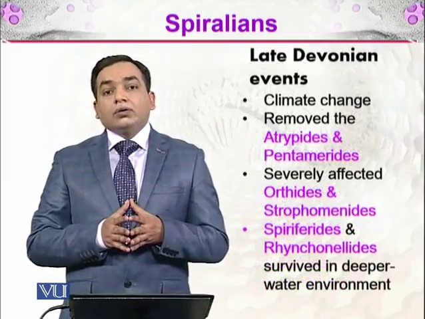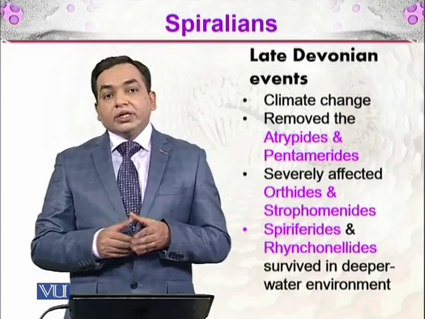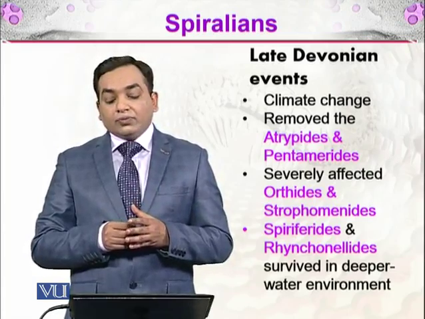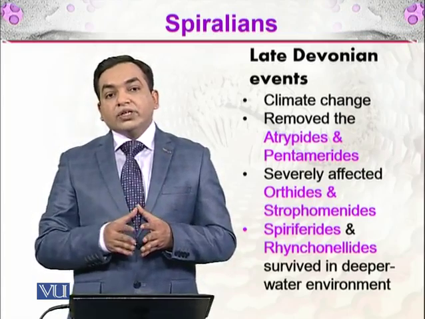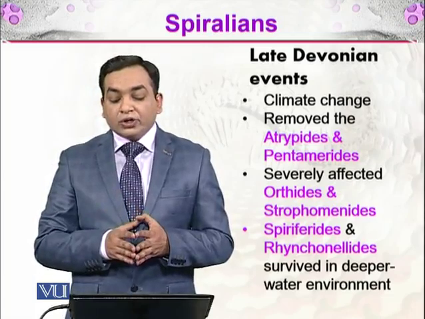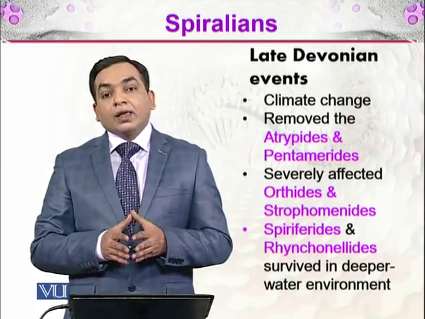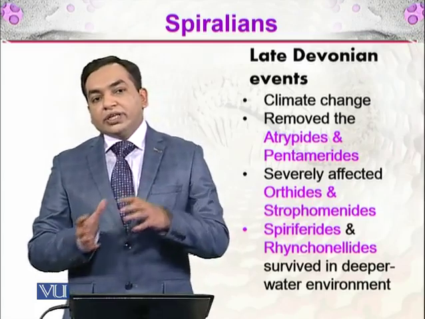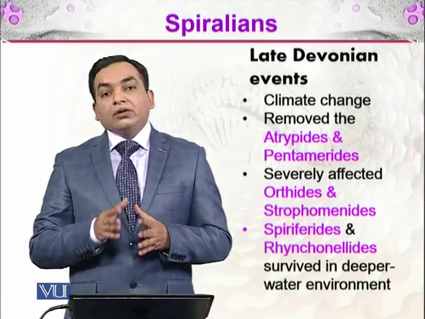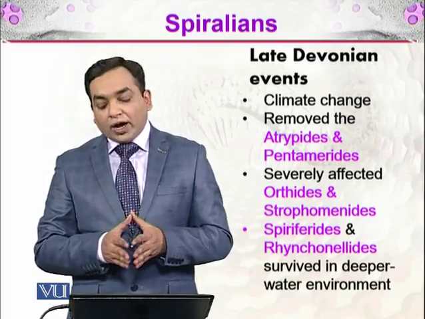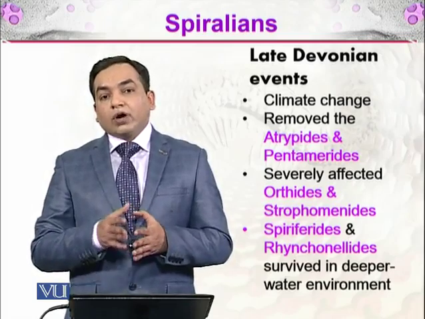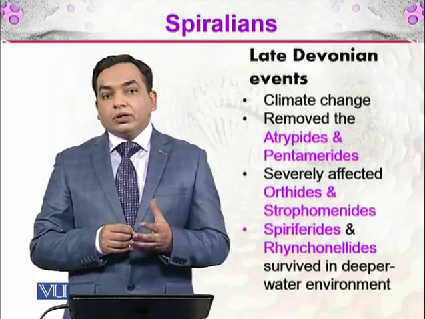The next event was the late Devonian events, which happened in the last part of the Devonian era. In those events, climate change was the main reason, and it removed the atrypids and pentamerids. When climate change removed those, this also affected the orthids and strophomenids. To take their place or to survive, the spiriferids and rhynchonellides were able to survive in the deep water environment, and they were able to diversify.